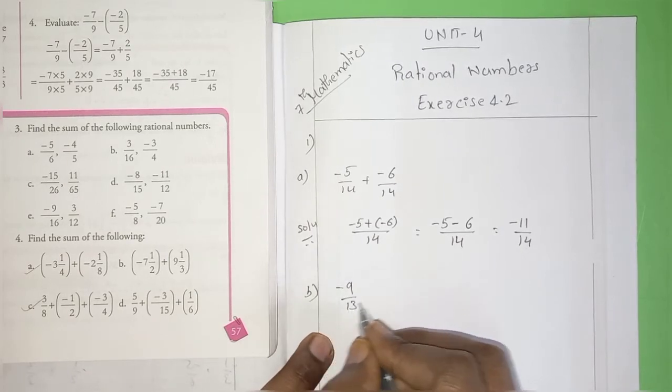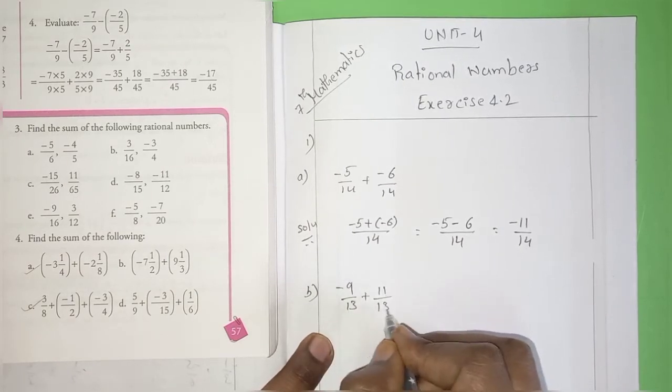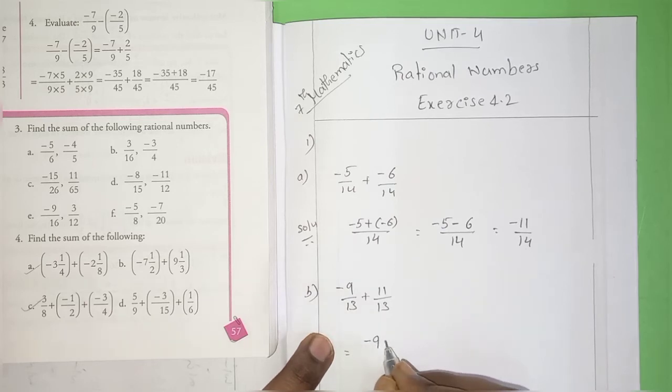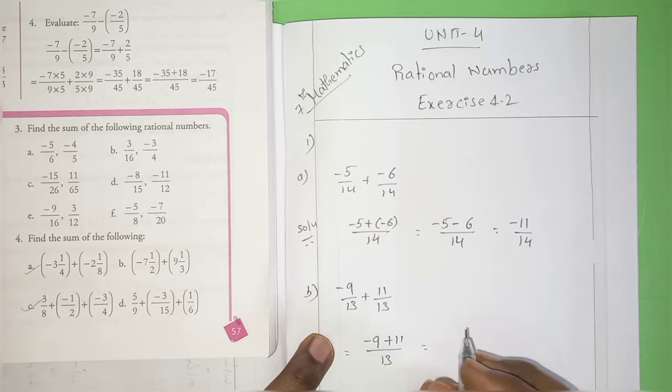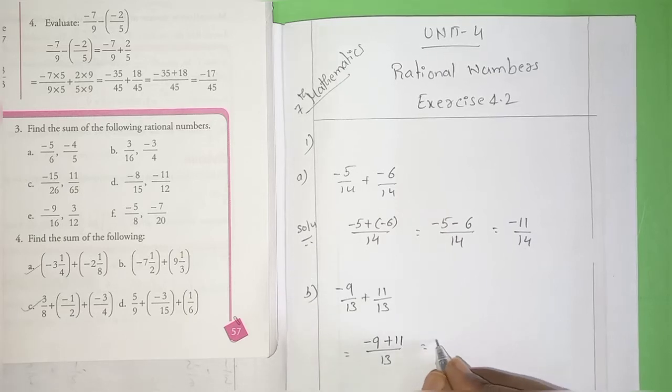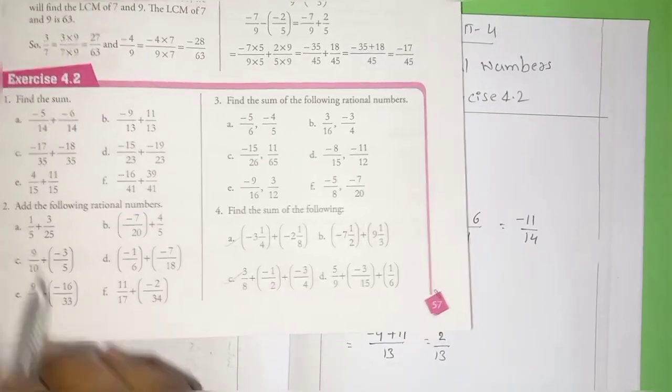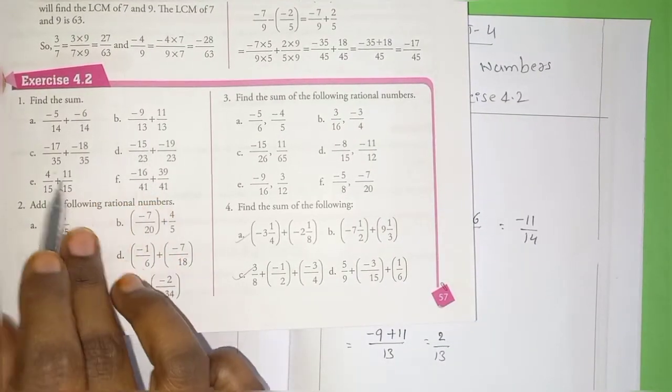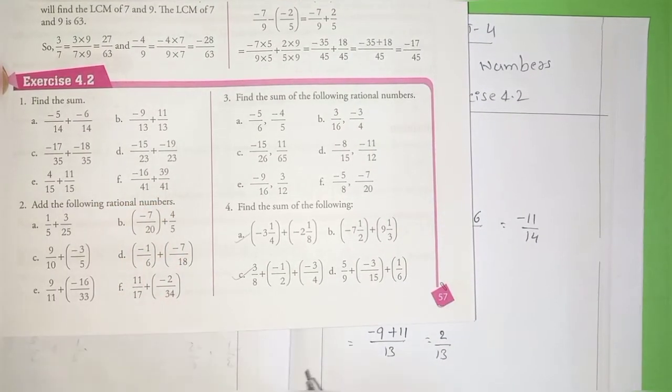Next, B. Minus 9 by 13 plus 11 by 13. Minus 9 plus 11 by 13. 11 minus 9, 2. 2 by 13. Like this, please do the calculation for the remaining 4 in the Maths homework.